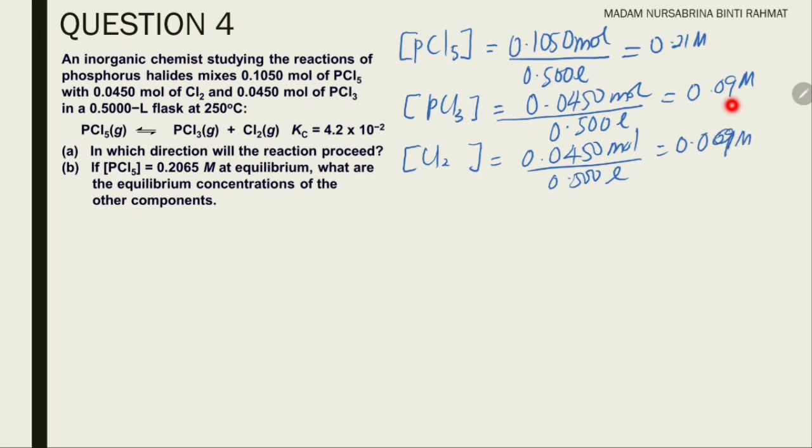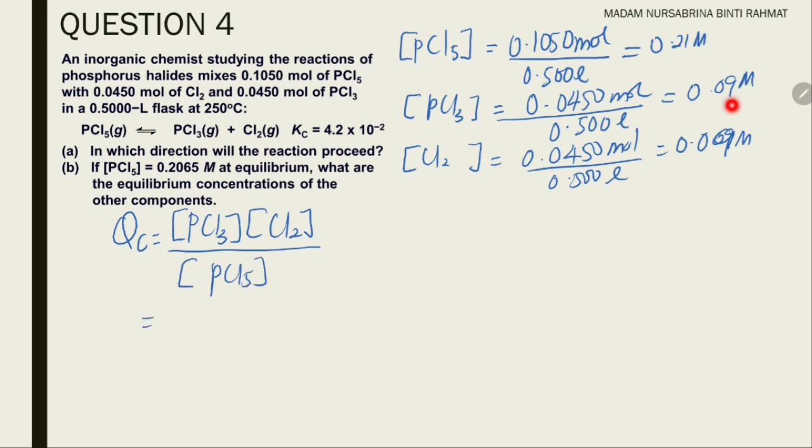Okay, after calculating the concentration, now you can calculate your Qc. So Qc is the PCl3 concentration times the Cl2 concentration over PCl5. Then substitute the calculated concentration values: 0.09 times 0.09 over 0.21 molar. You don't have to include the unit since our Q and K values do not have units in our syllabus. If you press your calculator, you will get your Q to be 3.86 times 10 to the minus 2.